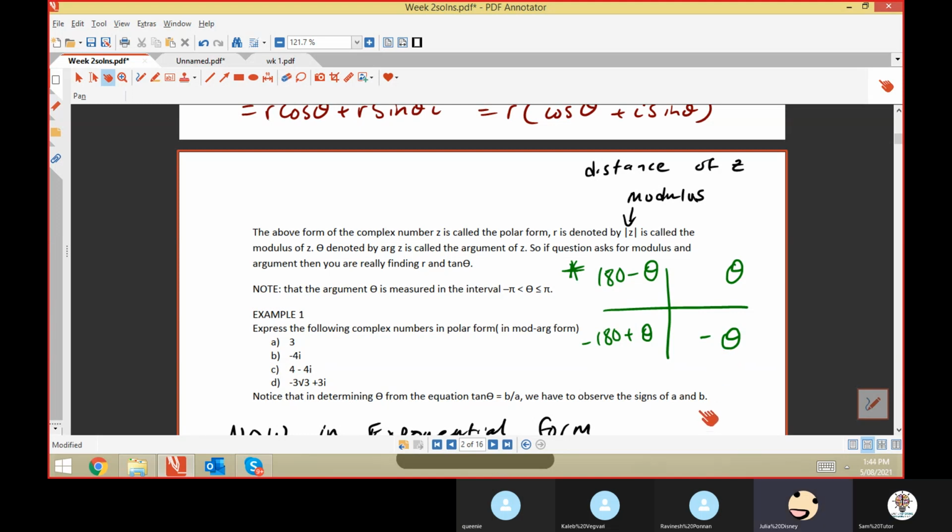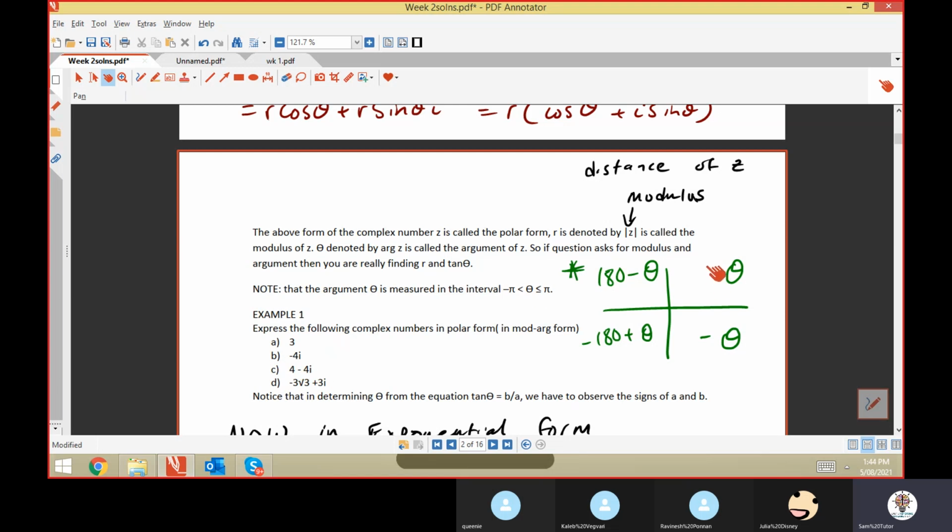Can you get two answers for theta? No. So it's not technically like where they are both positive or anything like that. It's just where is it located? So technically, let's look at C. C says 4 minus 4i.